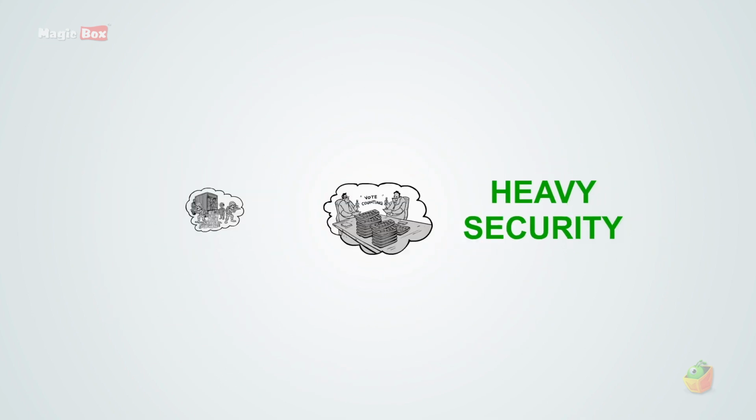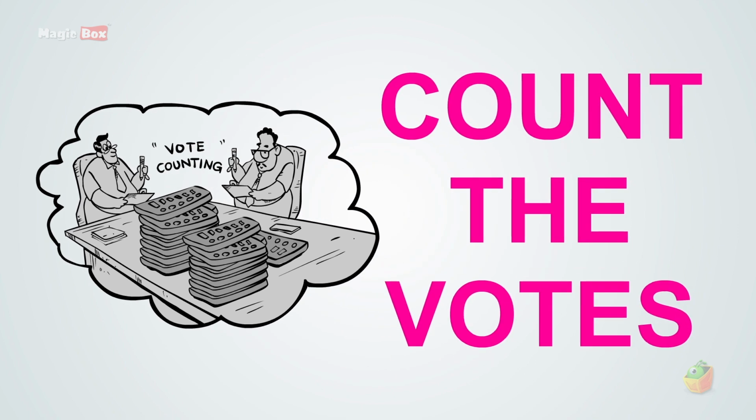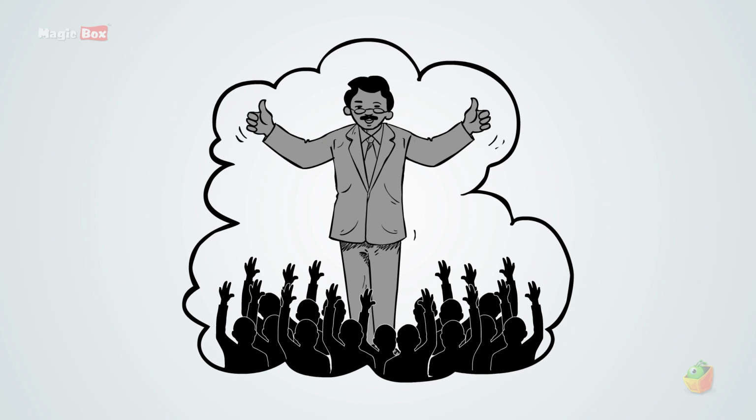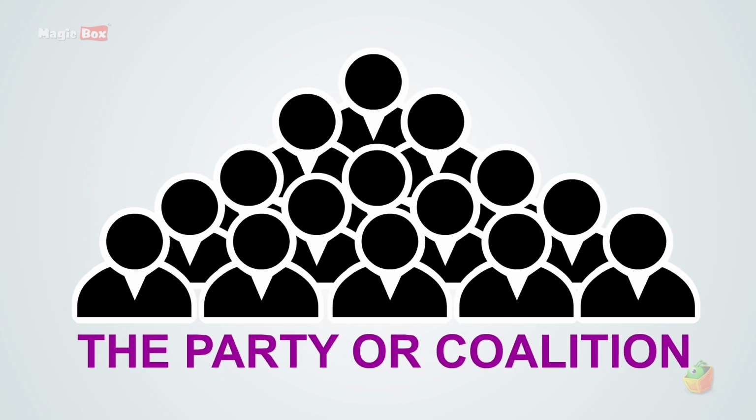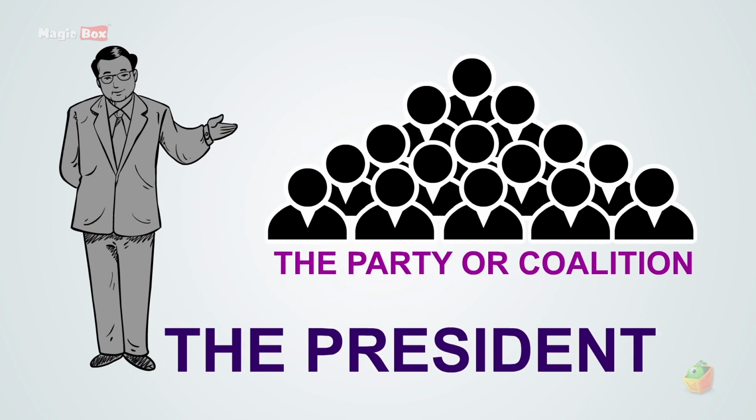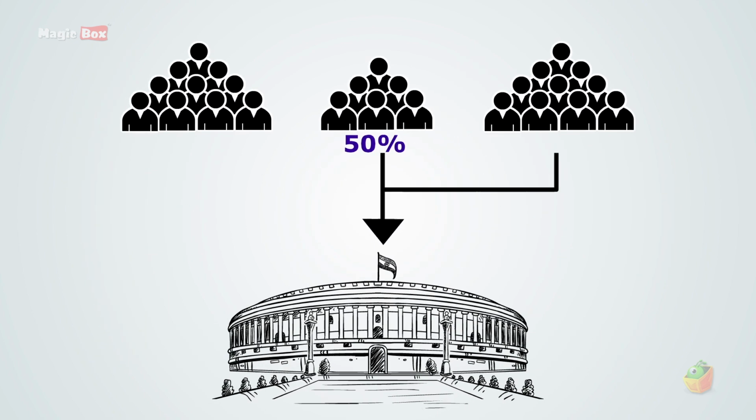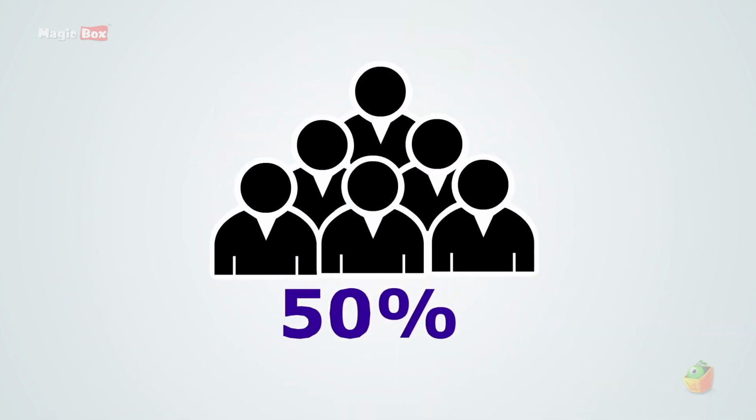After the different phases of the elections are complete, a day is set to count the votes. The candidate who has mustered the most votes is declared the winner of the constituency. The party or coalition that has won the most seats is invited by the president to form the new government. The coalition or party must prove its majority on the floor of the House, Lok Sabha, in a vote of confidence by obtaining a simple majority, minimum 50% of the votes in the House.